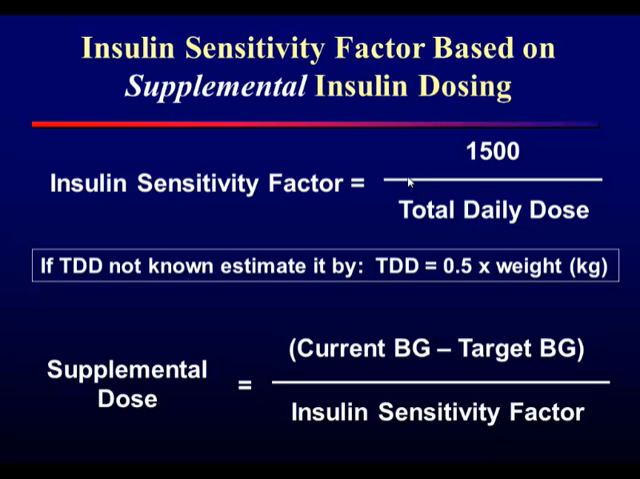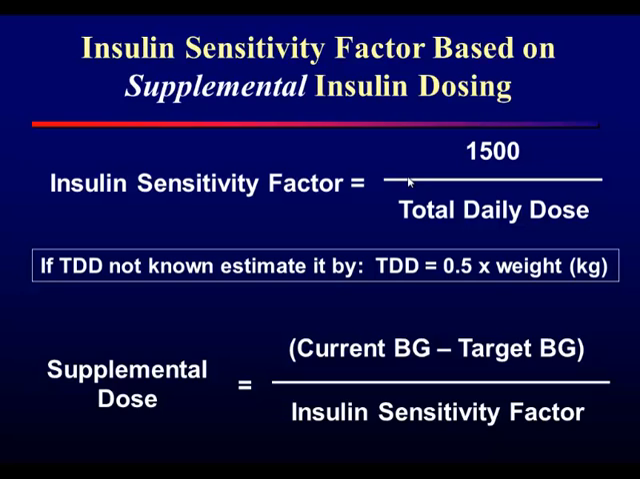So you take 1,500 divided by the dose, and actually in the computer program, it's right there. This whole thing will be calculated for you in HealthSpan. You don't have to do the math yourself. Say you get a new diabetic who has never been on insulin before. You don't know their total daily dose. What we do is estimate it by taking 0.5 times their weight in kilograms. So if they're 100 kilograms, you assume the total daily dose is going to be 50.